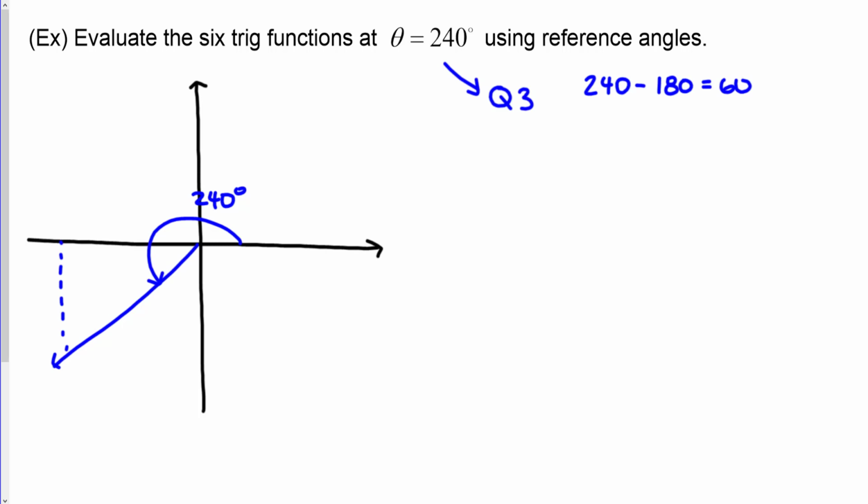So this reference angle, which I'll just draw in green, 60 degrees. Okay, great. So we know some things about 60-degree triangles, especially when one angle is a right angle. That means this angle is 30. So I have a 30, 60, 90-degree triangle. The ratio of sides then is 1, square root of 3, 2. So the side opposite the 30-degree angle is 1. The side opposite the 60-degree angle is the square root of 3, and the hypotenuse is 2.